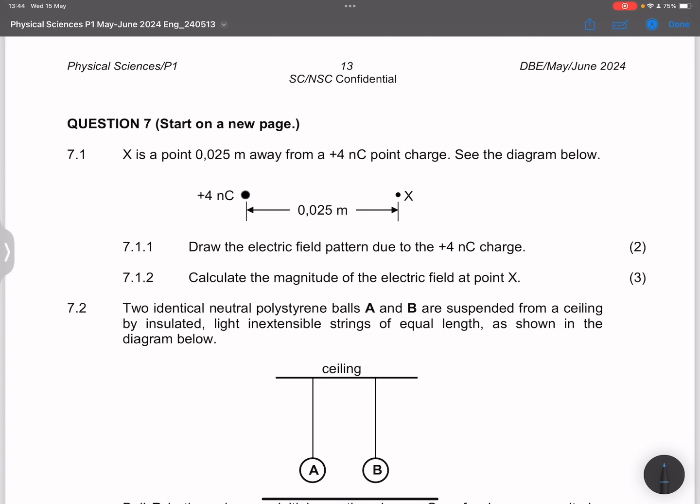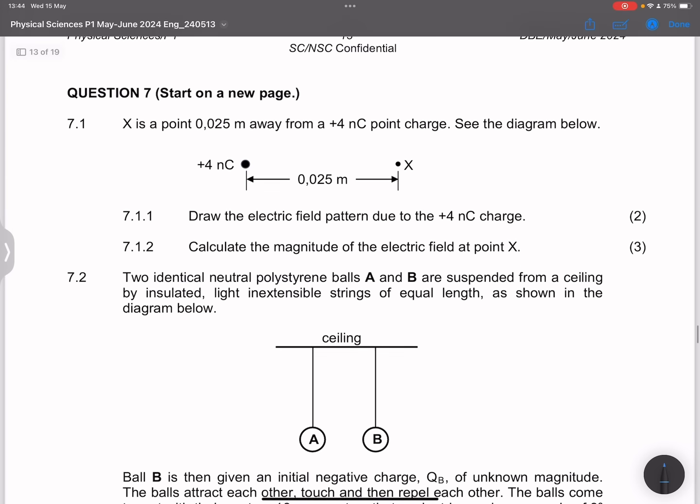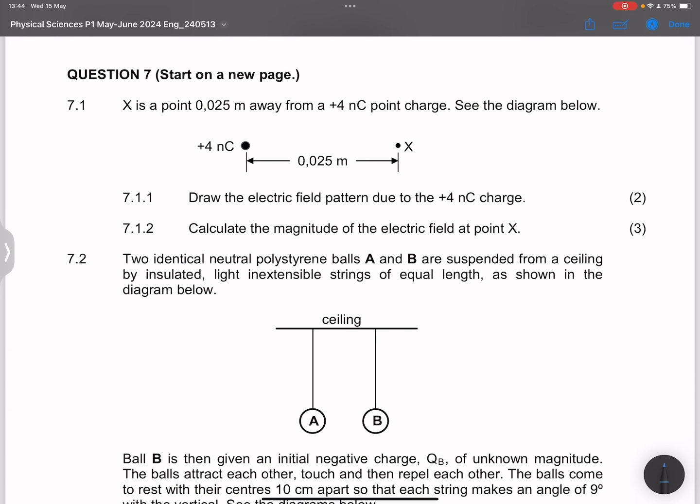Going on to question 7. They say to us X is a point 0.025 away from the 4 nanocoulomb point charge, as I see in the diagram below. Firstly, they say draw the electric field pattern due to the 4 nanocoulomb charge. Please remember it is positive. So in that case, if we're going to draw the diagram showing the field lines, I'm just going to have this.